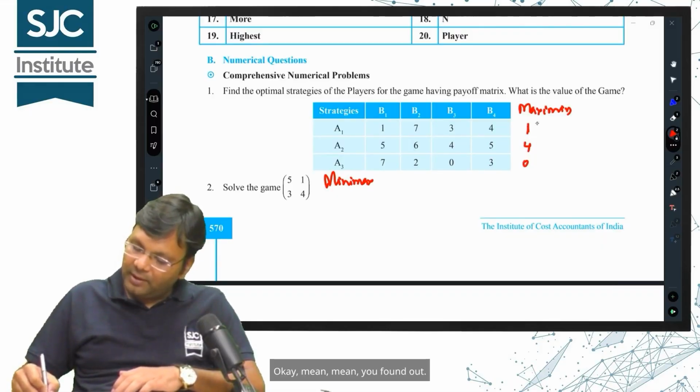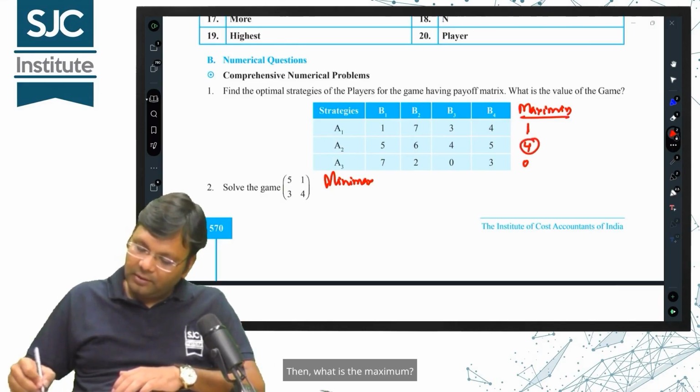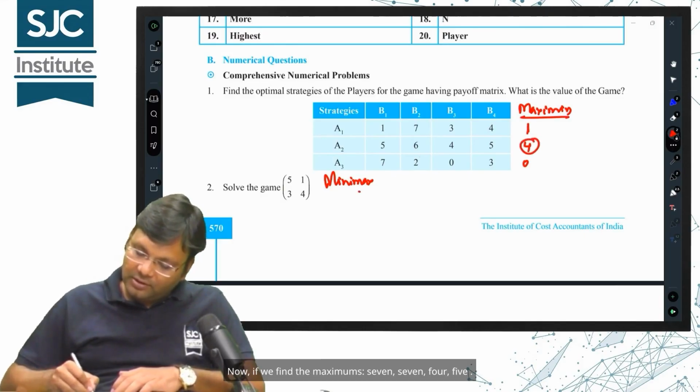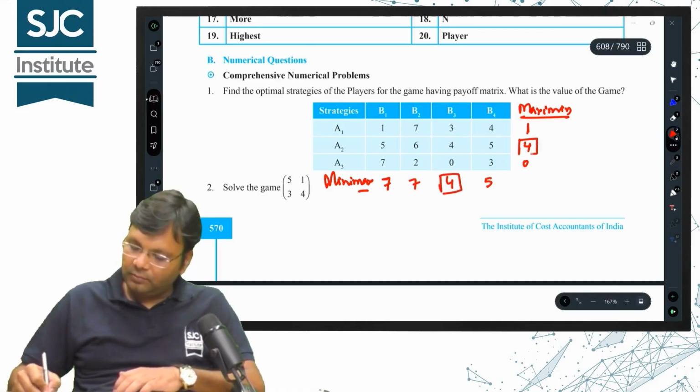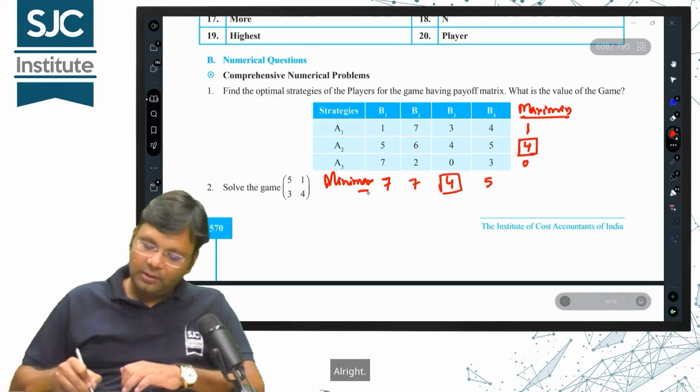Okay, you found the mean. Then, what is the maximum? That is 4. Now, if we find the maximums, 7, 7, 4, 5, for these maximums we find the mean, which is this.